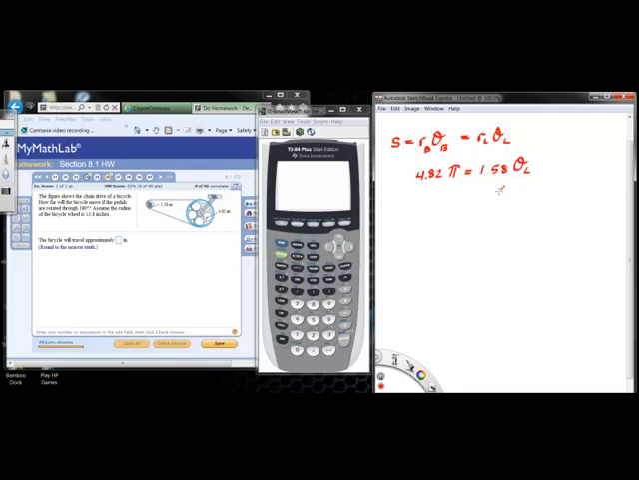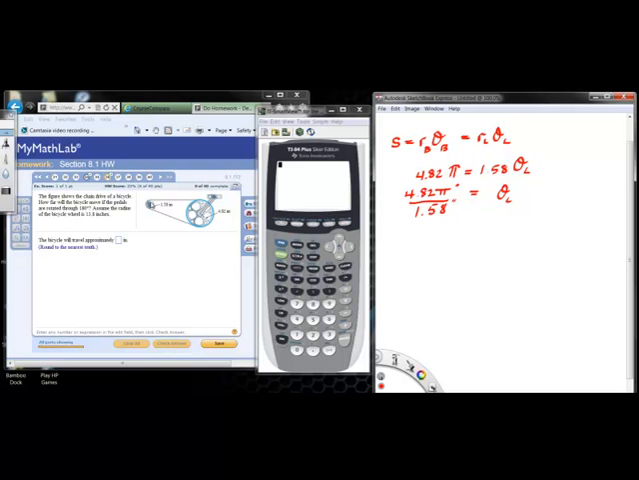We can use this relationship to find out what the angle is for the smaller wheel. So theta little is going to be 4.82 pi over 1.58 inches. All right, these are all inches.